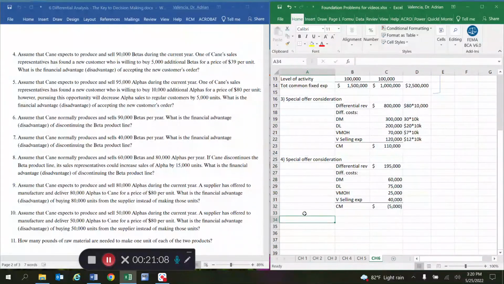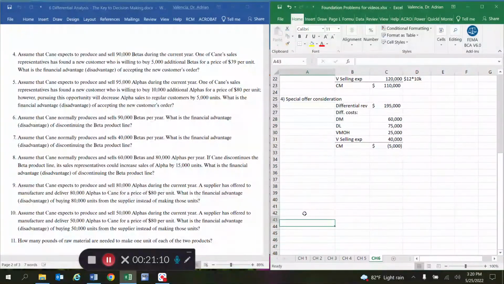All right, so let's look at number 5. Under 5, we assume that Kane expects to produce and sell 95,000 alphas, so we have 5,000 excess capacity. One of Kane's sales representatives has found a new customer who is willing to buy 10,000 units of alpha at $80 per unit. However, pursuing this opportunity will decrease alpha sales to regular customers by 5,000. Is this a good idea or not?